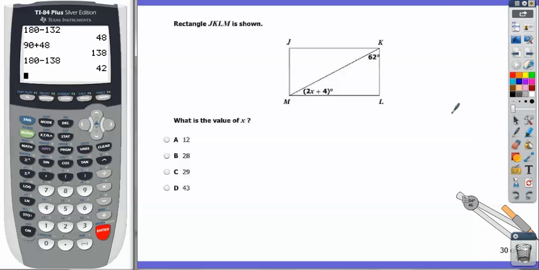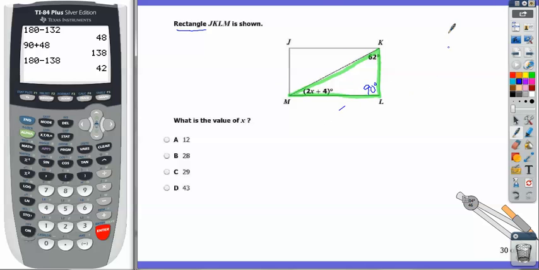Next. Oh, it's a rectangle. Well, thanks for the rectangle. But inside rectangles, what do we have? Triangles. And I know that all of the corners are 90 degrees. So I have an equation. How are these things related?